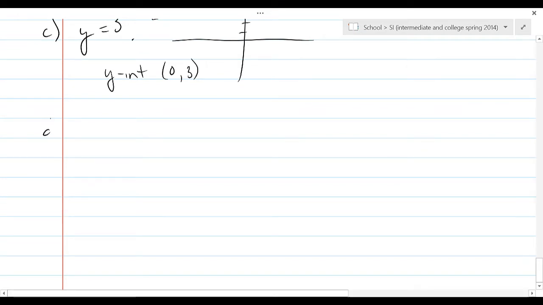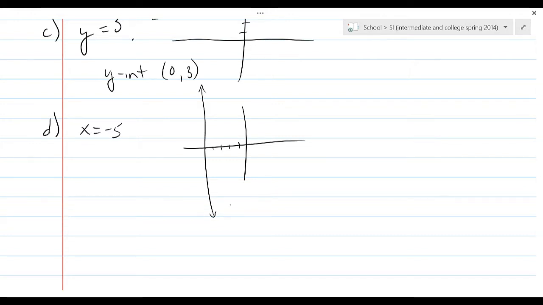Let's go ahead and do part D. x equals negative 5. The same sort of trick. 1, 2, 3, 4, 5. We've got our vertical line. Where does this cross the y-axis? Well, it doesn't. And so the x-intercept is negative 5, 0, because that's the y value at the x-intercept, since there is no y-intercept.